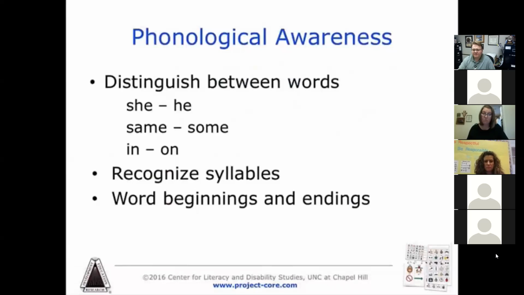At its earliest stages, phonological awareness focuses on distinguishing words from one another. This helps students hear or otherwise recognize the difference between core words like he and she, same and some, in and on. As students begin to develop the ability to distinguish between words, they begin to be able to recognize the number of syllables or parts of the words. They also begin to recognize words that begin with the same sound and words that rhyme or end in the same way.